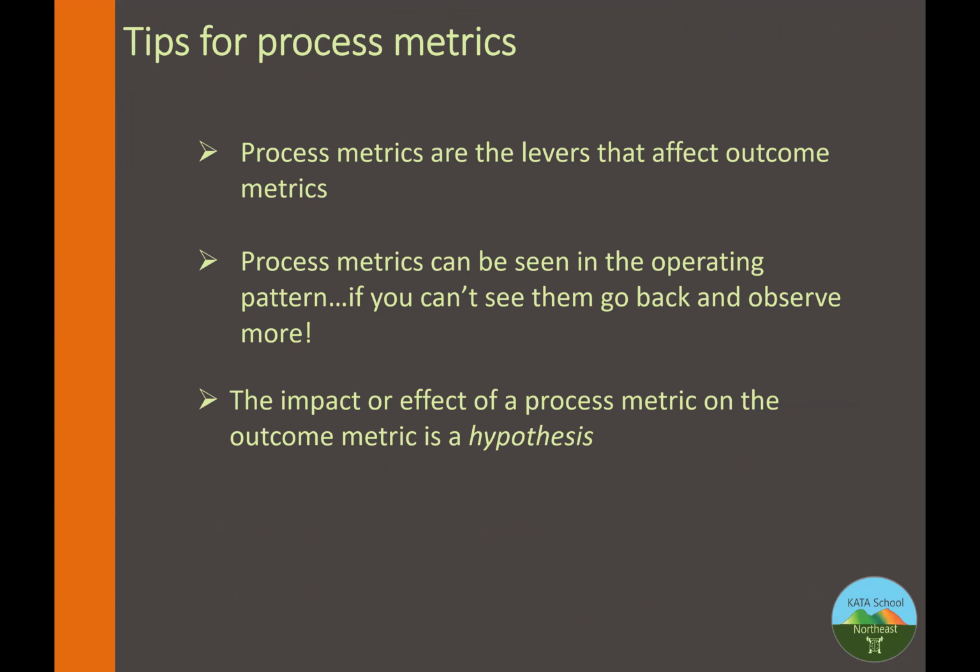The impact or effect of a process metric on the outcome metric is a hypothesis. So you don't necessarily know for sure when you start how much you need to move a lever to lift that weight up. You also don't know for sure that moving the lever is the right process metric. Going back to that losing weight example, there are several possible process metrics that you can look at. And you don't know for sure how much each of those affects your outcome metric of weight.